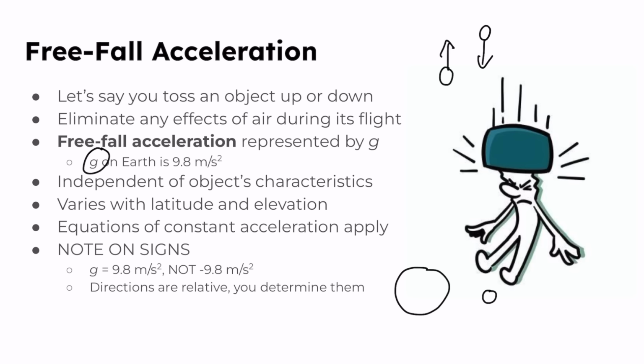And remember that g is 9.8 meters per second squared. G itself is not negative 9.8. It only matters on the directions that we determine for the positive and negative axes. For example, if I had the y-axis here and I denoted the positive side of the y-axis as pointing to the top, then anything falling down would experience an acceleration of negative 9.8 meters per second squared, or negative g. But the sign depends on how we define our axes and the directions.